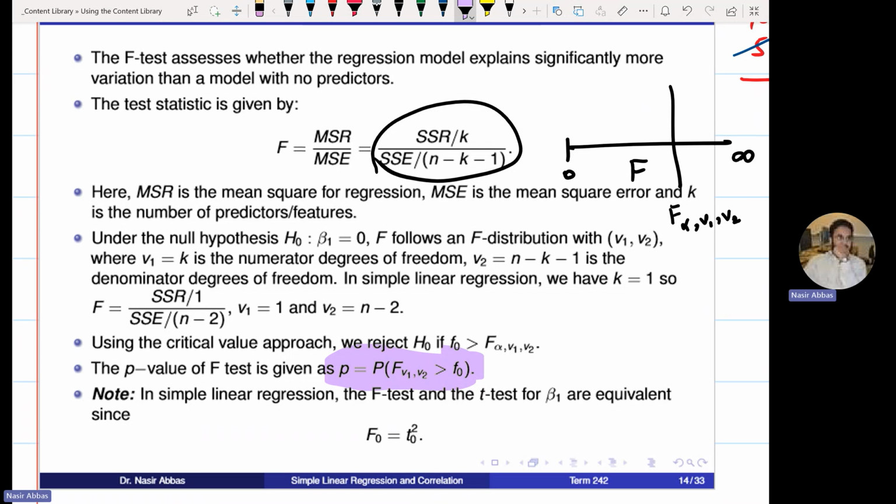The critical values from the F table are usually 2 point something, 3 point something, 4 point something. So if the value is very close to 0, immediately you should get an impression that the regression is bad. If the value of F is very close to infinity, immediately you should get an impression that the regression is very, very good. We will continue with this in the examples.